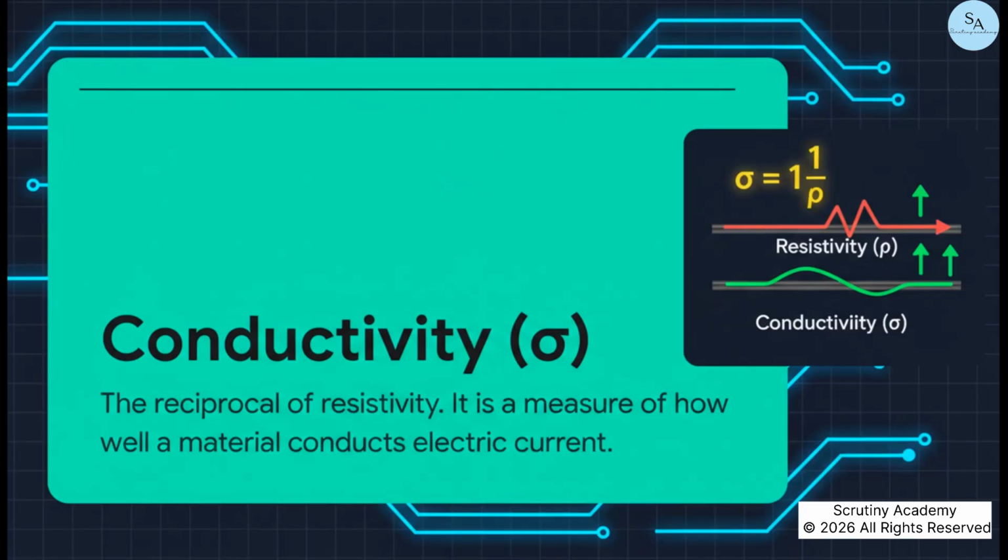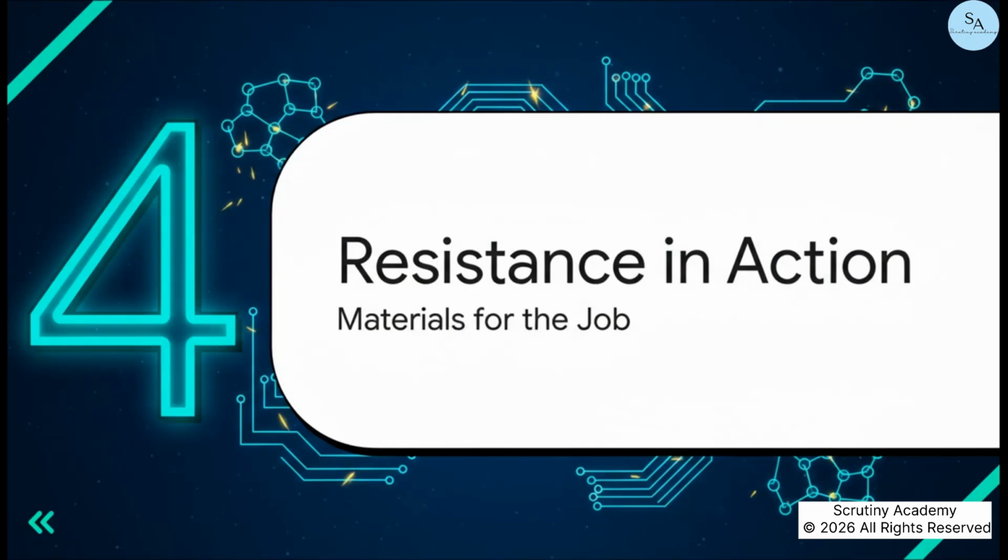And just to complete the picture, you'll sometimes hear about conductivity. It's represented by the letter sigma, and it's literally just the inverse of resistivity. So if resistivity measures how much a material resists current, conductivity measures how well it conducts it. Simple as that.